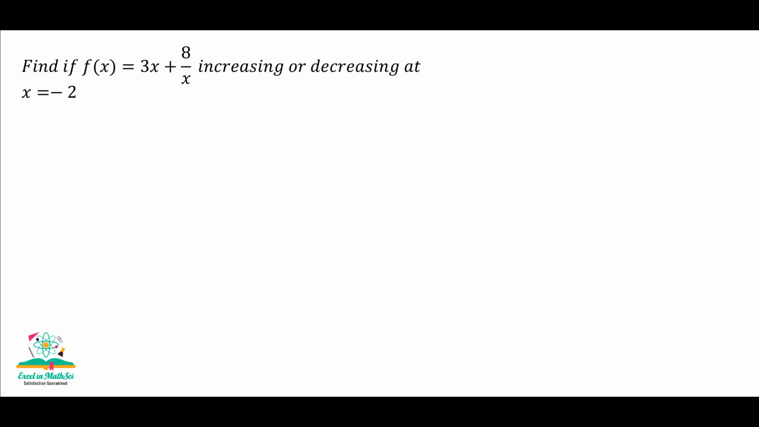This question says find f of x is equal to 3x plus 8 over x, if it's increasing or decreasing at x equals minus 2. There's a few conditions that you need to remember.